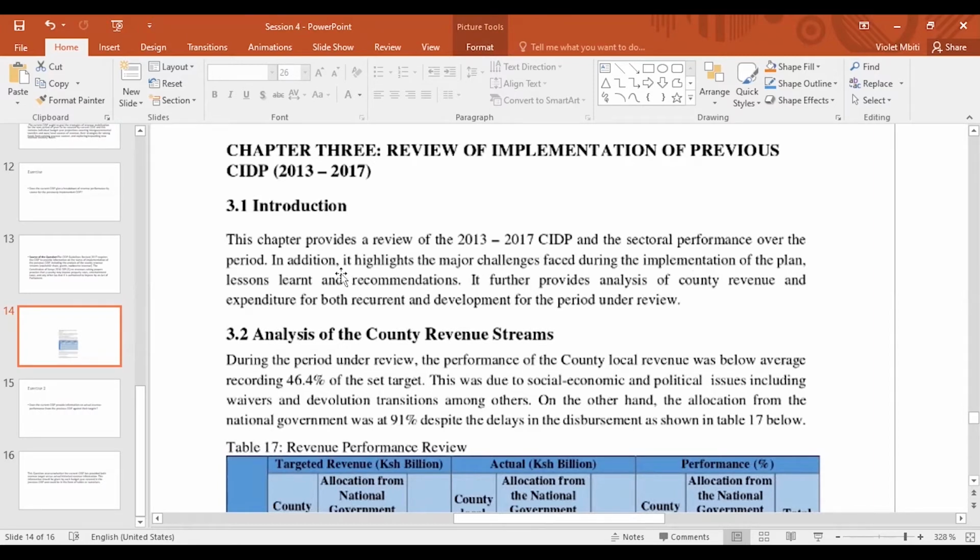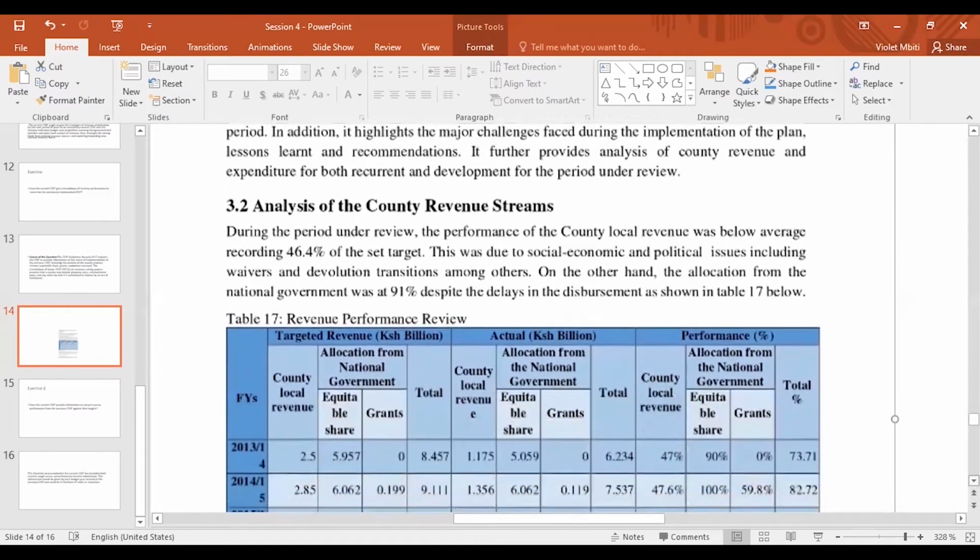So when they say sector performance, you know, they mean a sector, department, or ministry. So you can have the Ministry of Health, or the Department of Health, or the one for social services. So the CIDP gives the sectoral performance over the period, now 2013 to 2017. In addition, it highlights the major challenges faced during the implementation of the plan, lessons learned and recommendations. It further provides analysis of county revenue and expenditure for both recurrent and development for the period and a review. So, analysis of the county revenue streams.